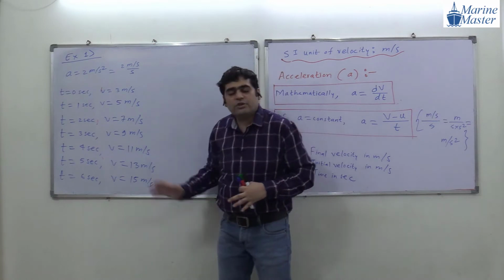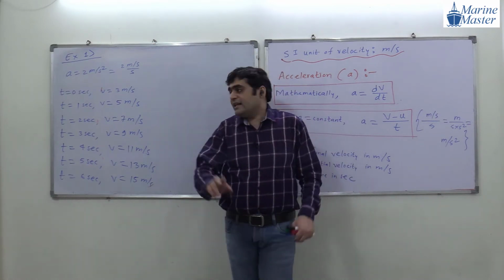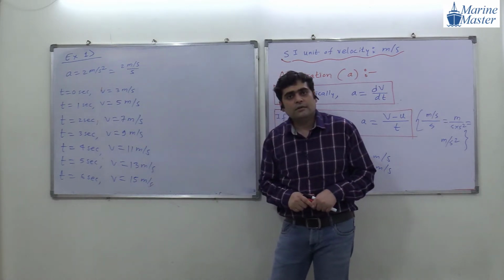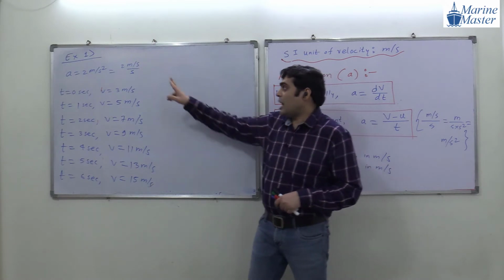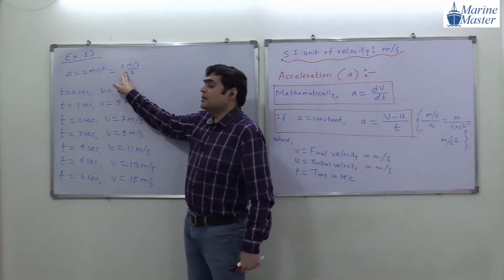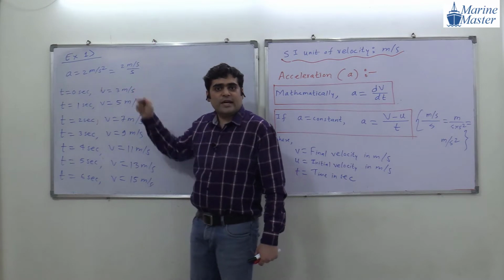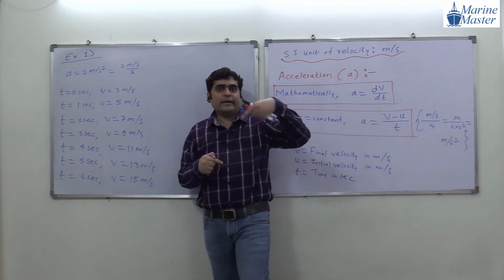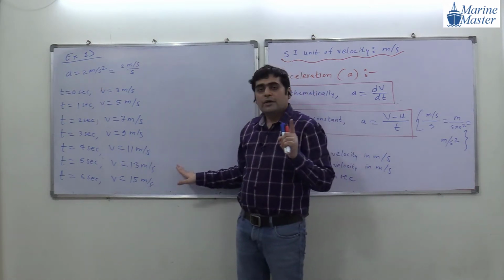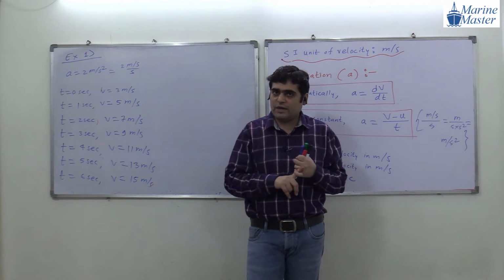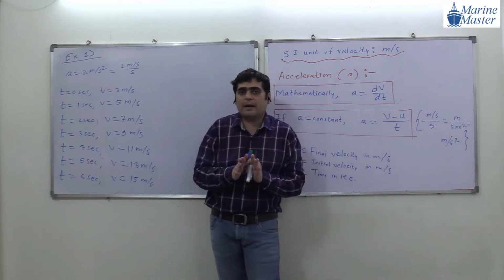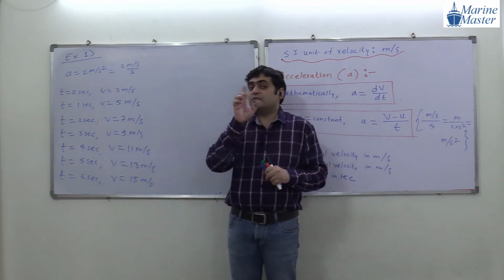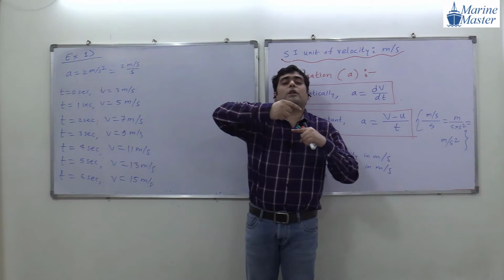So here, how much velocity is changing in every second? If acceleration is 2 meter per second square, then in every second our velocity is changed by 2 meter per second. Try to see the scenario. That's the definition of acceleration, guys. So what is meant by acceleration? Rate of change of velocity.